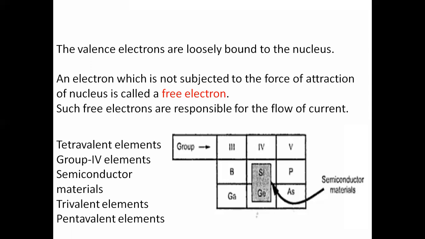And in between these two, conductors and insulators, there is another type of material: the semiconductor materials. Generally, the fourth group elements, I think you know the periodic table, are considered semiconductor materials. Generally, you can see silicon and germanium. Silicon and germanium are called semiconductor materials. At 0 degrees Celsius, these semiconductors also act as insulators.